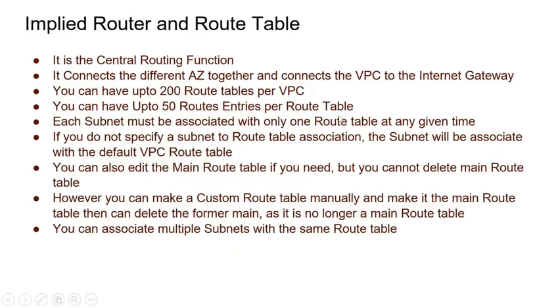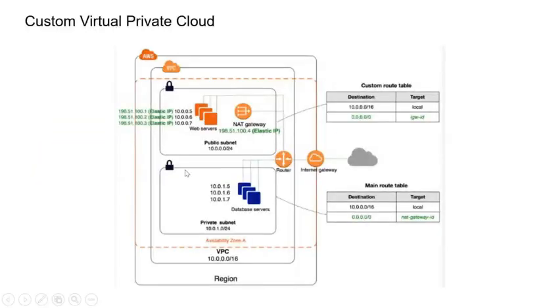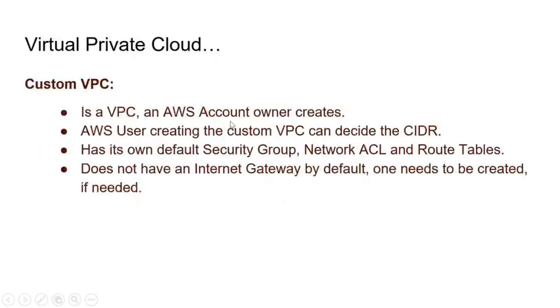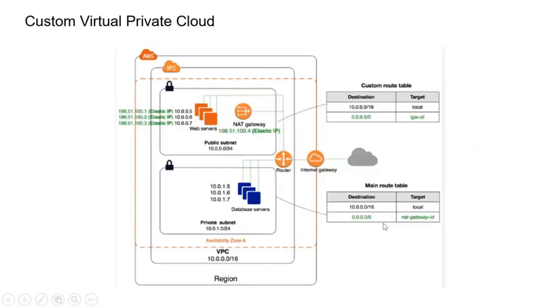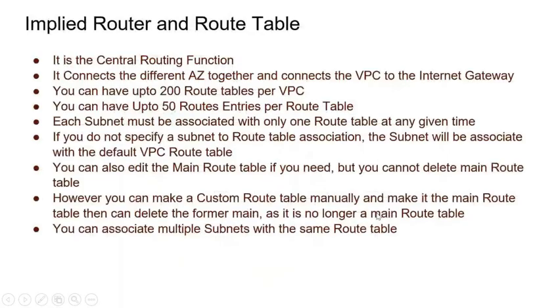Each subnet must be associated with only one route table at any given time. Every subnet must be associated with only one route table. That means if you see the previous public subnet, two subnets associated with one route table, it is okay. But once a subnet is associated with a route table, it should not associate again with another route table. Any number of subnets can associate with one single route table. Once they are associated with one route table, they should not associate with another route table. That is an interview question you should understand.